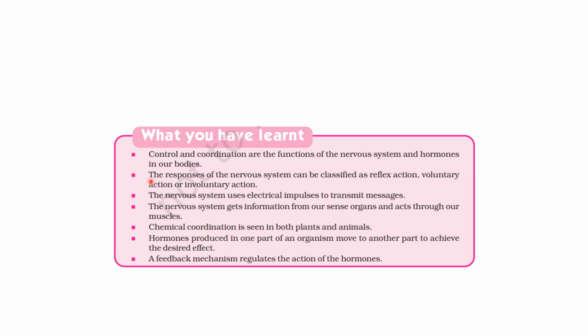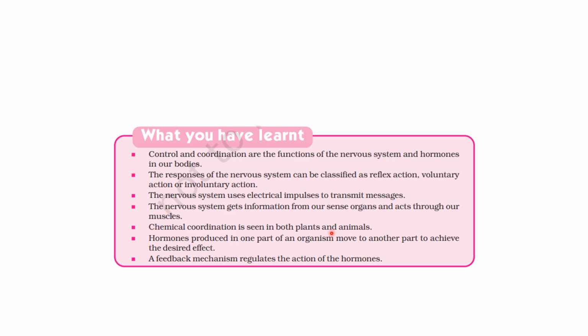So here is a summary of the points covered in the chapter. Control and coordination, these are the functions of the nervous system and hormones in our bodies. Responses of the nervous system, they can be classified as reflex action, voluntary action, and involuntary action. Nervous system uses electrical impulses to transmit messages. Nervous system gets information from our sense organs and acts through our muscles.